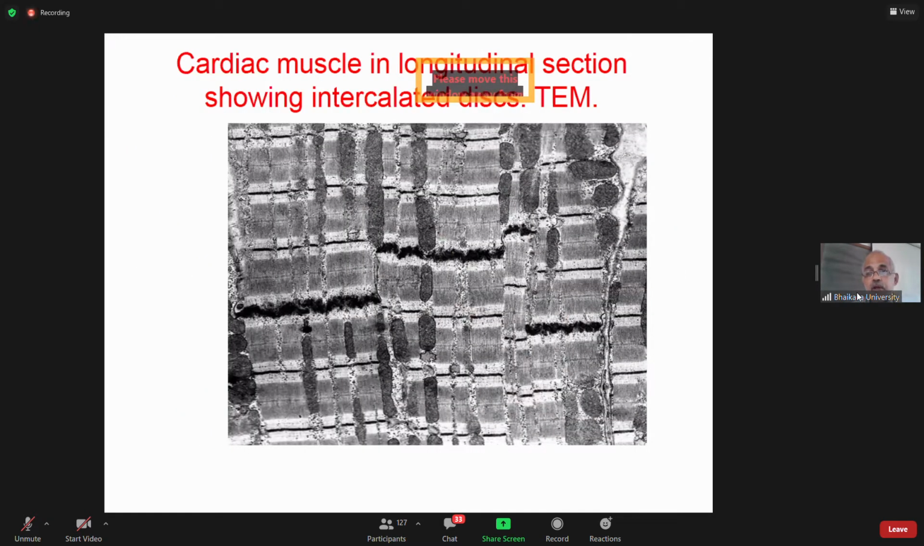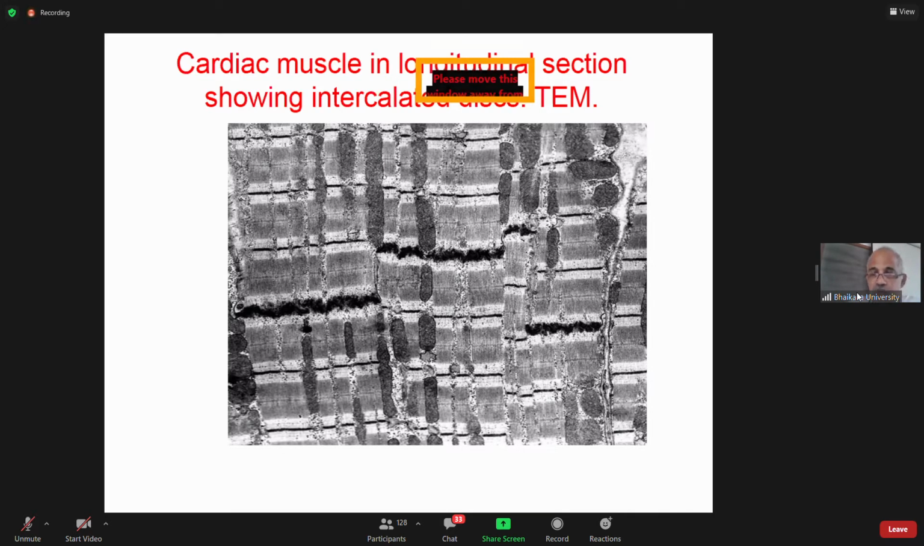This is an electron micrograph structure. You can see that this dark line is the low resistance intercalated disc, through which the impulses generated through specialized conducting tissues are conducted to the atrial musculature and ventricular musculature, and the whole atrial musculature and ventricular musculature will contract as a unit, as a functional syncytium.